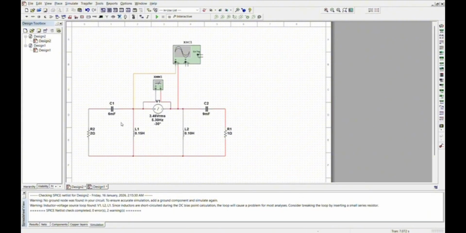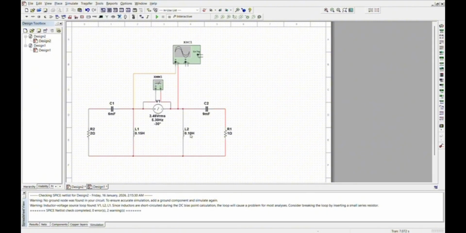For the capacitors, C1 is 6 millifarad and C2 is 9 millifarad, and for the inductors, L1 is 0.50 Henry and L2 is 0.10 Henry. The circuit is powered by an AC source of 3.46 VRMS at a frequency of 5.30 Hz. This frequency is very low, which is important for how the components behave.